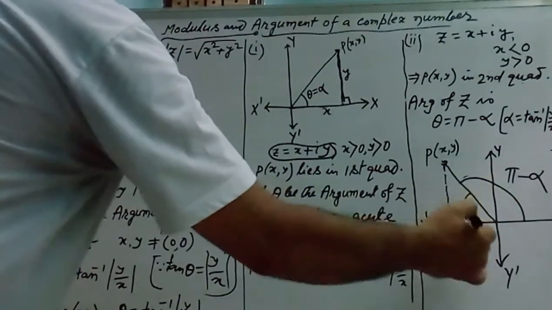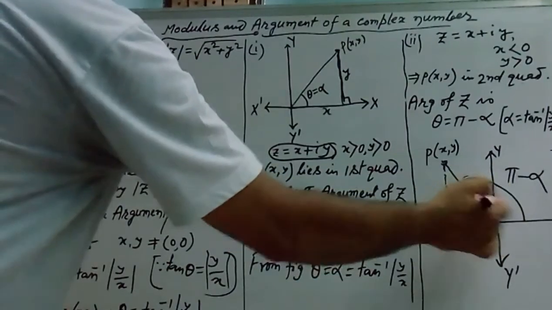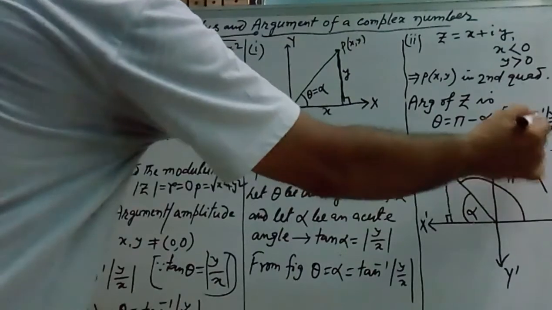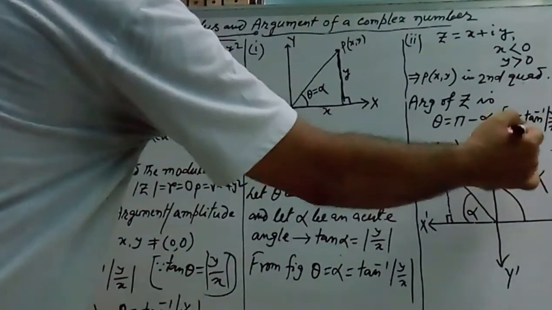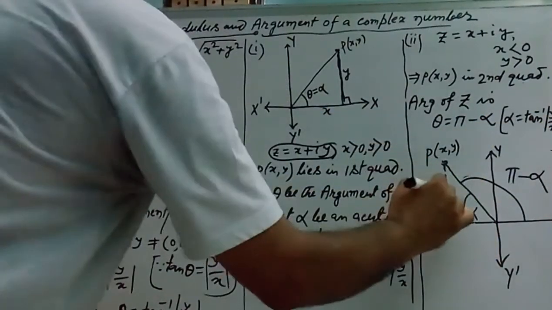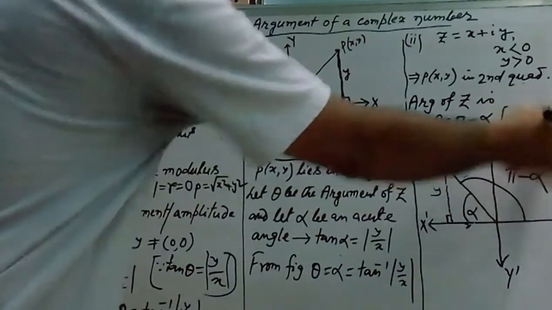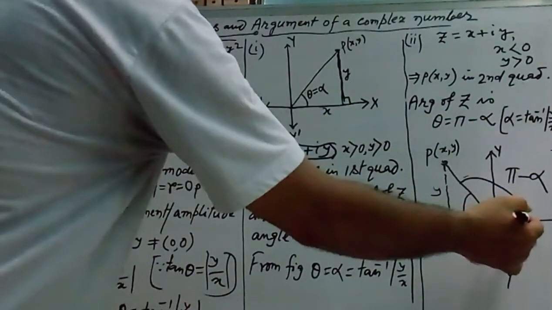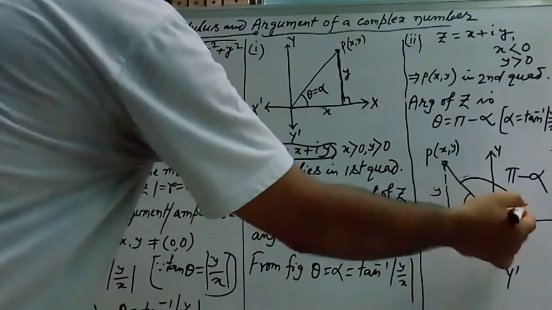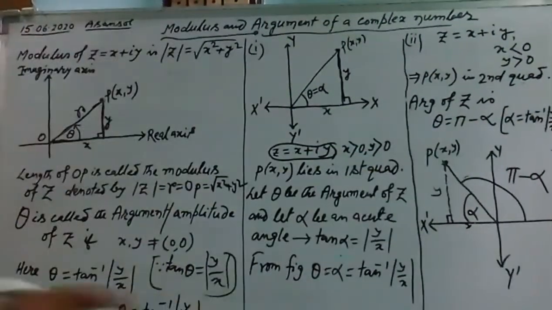Pi minus alpha, this is the argument. So what is alpha? You know that tan alpha is equal to mod y by x. Here y is this and x is this, so tan alpha is equal to y by x, so alpha is equal to tan inverse y by x. So what will be the argument theta? Pi minus alpha, where alpha is equal to tan inverse mod y by x.